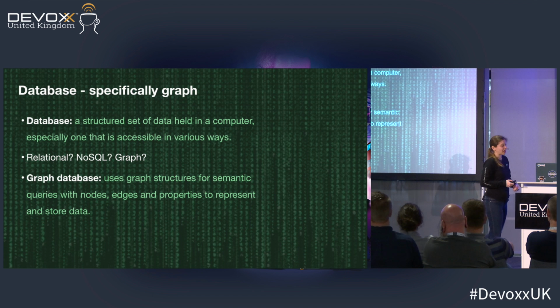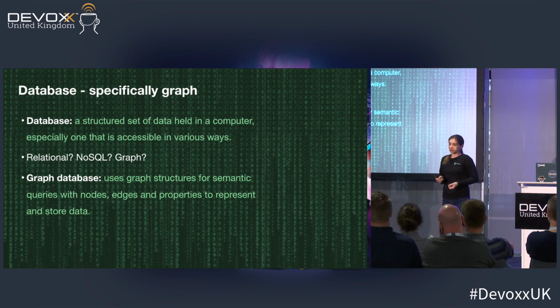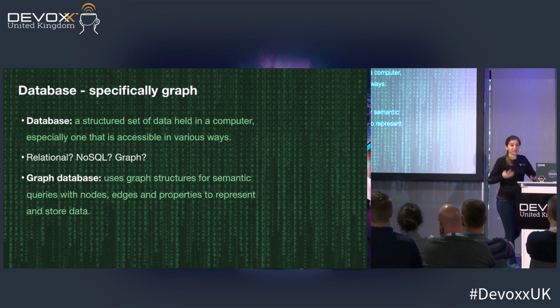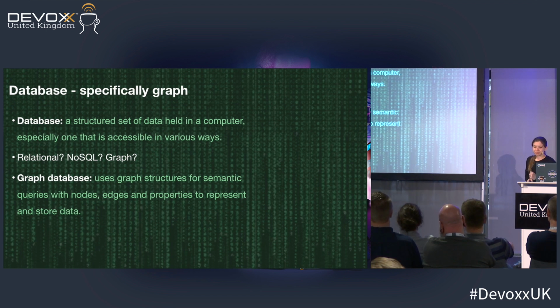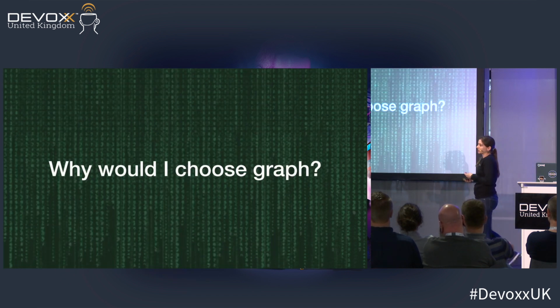What's different about graph is that it uses graph structures for semantic queries with nodes, edges, and properties to represent and store the data. That's okay if those terms don't mean anything to you. We're going to walk through each of this, and by the end of this, you'll understand this a lot better, I hope.